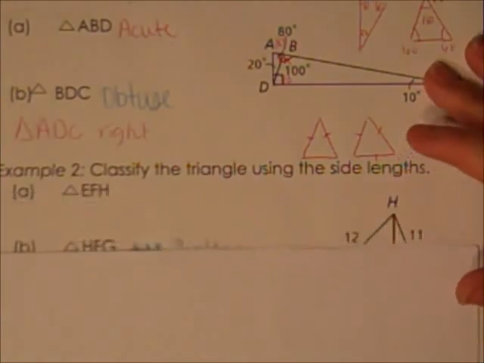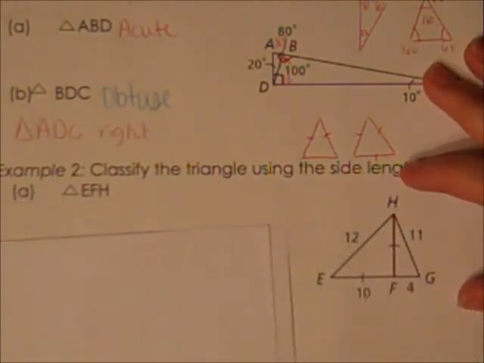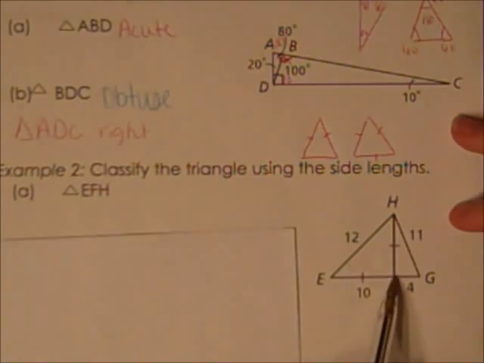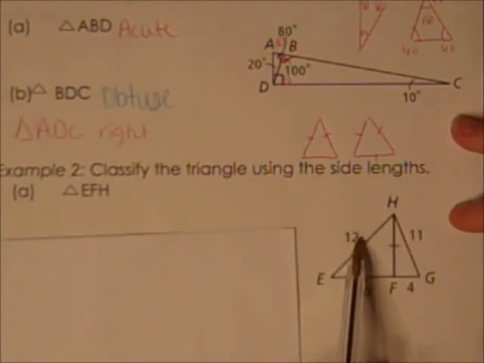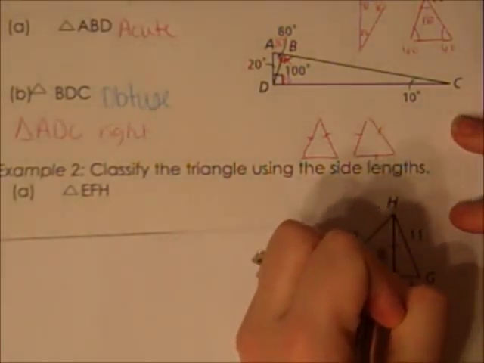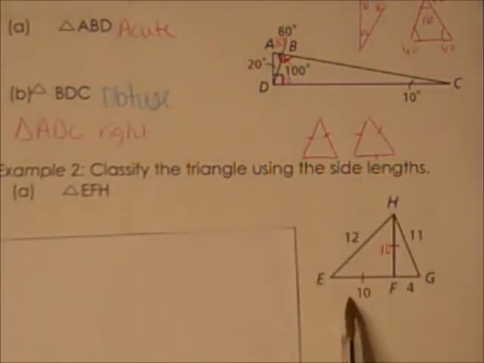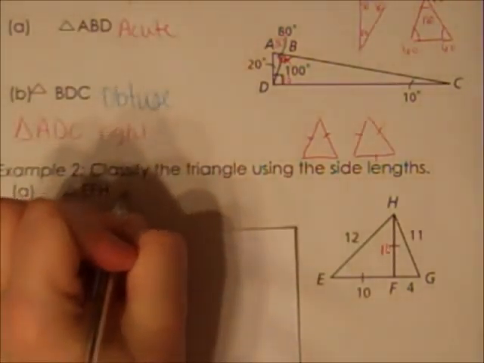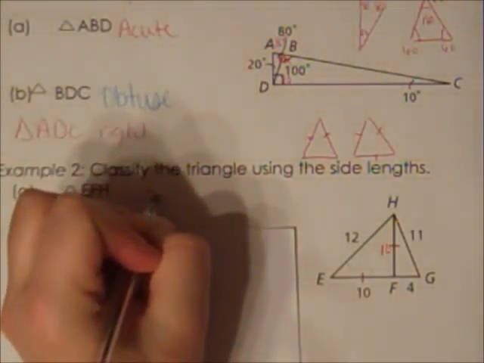Okay, so we're going to classify by side lengths here. So first, triangle EFH. So we can see that this is 12. This is 10, and these are marked congruent, so this is also 10. So since it has 2 congruent sides, I would call this an isosceles triangle.